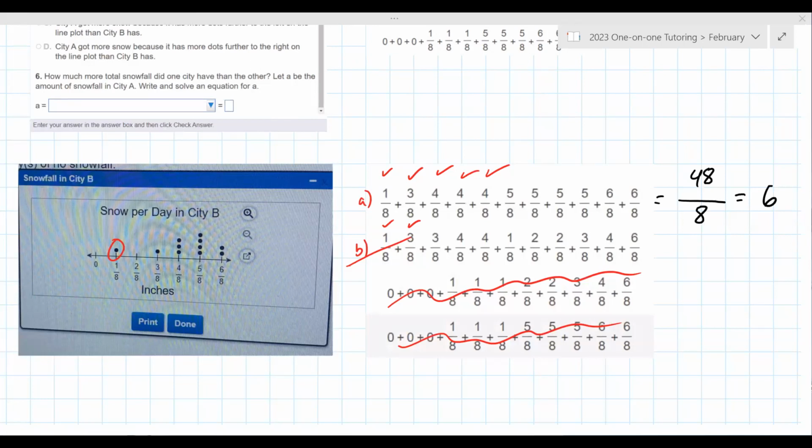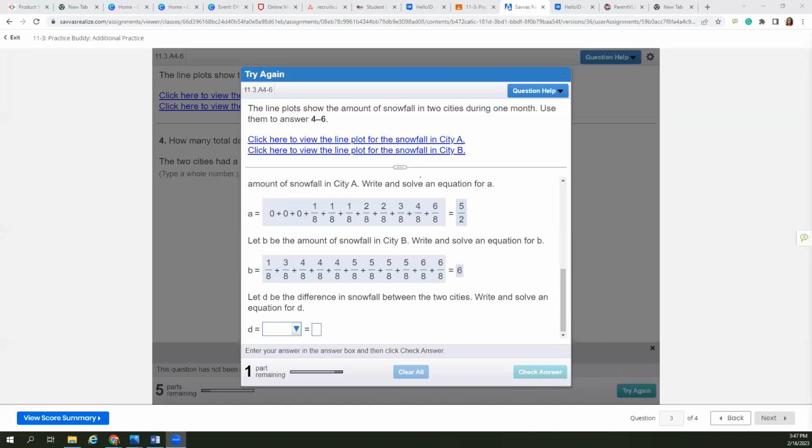Do this one. There. Okay, so now we've got to find the difference between them. So let me snip this in and we'll work this out together. Okay, let me share my screen. Go back and forth here.